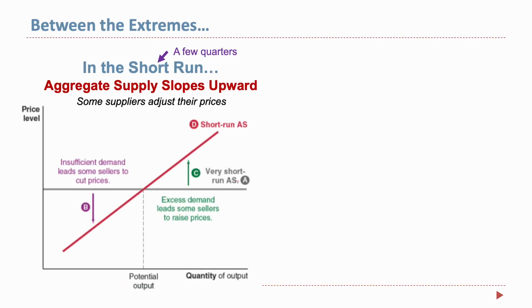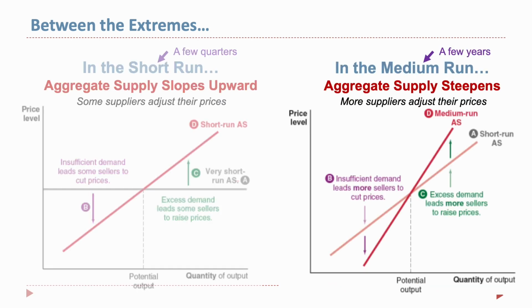In between, there's the short run aggregate supply curve, where if a few companies have had time to adjust, say if there's a lot of demand for output, a few of them will raise their prices, but not all of them. And then there's not just the short run, there's the medium run. In the medium run, a few more will have a chance to change their price tags. And so then it becomes more vertical.